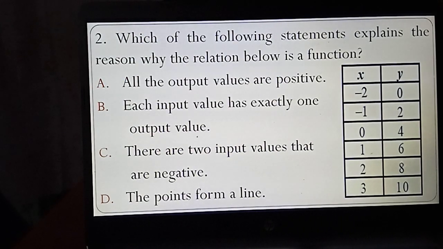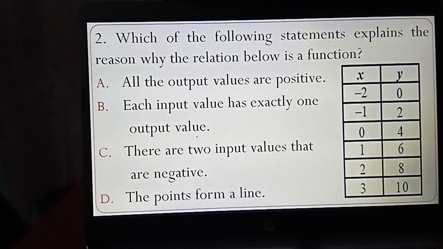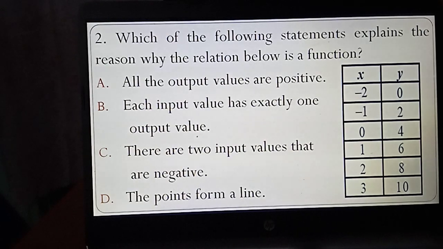Number 2 question. Which of the following statements explains the reason why the relation below is a function? Letter A, all output values are positive. Letter B, each input value has exactly one output value. Letter C, there are two input values that are negative. Letter D, the points form a line.